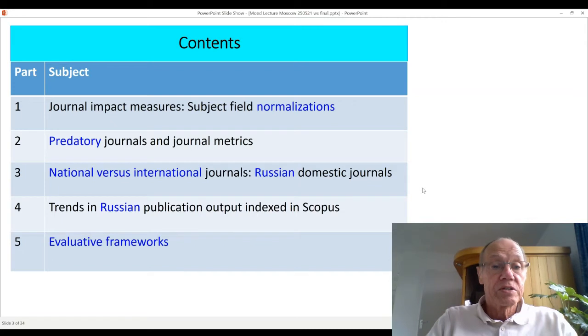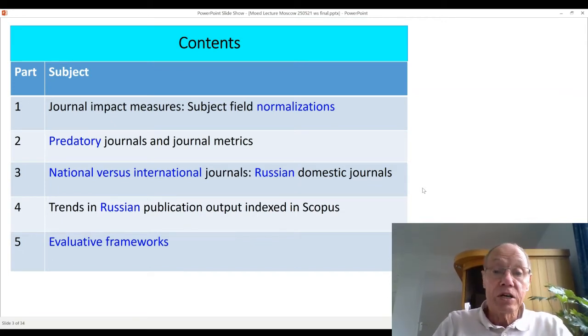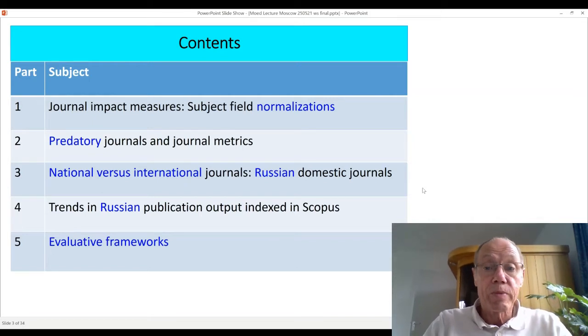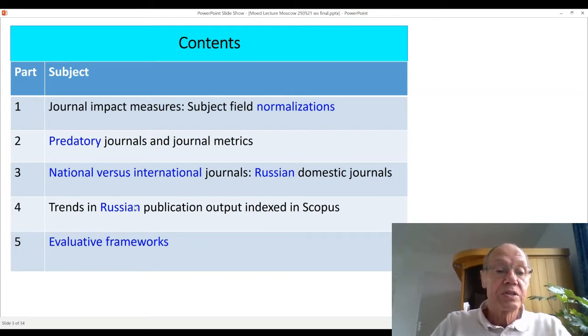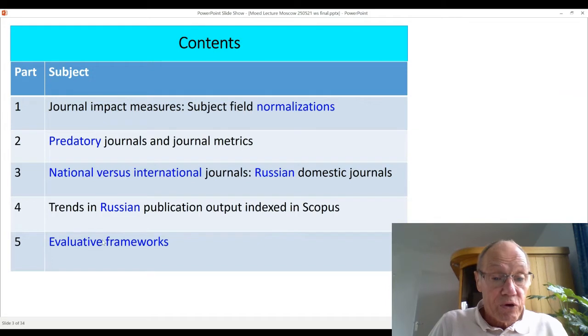This is an overview of the contents. First, I will speak about journal impact measures in general and focus very strongly upon the problem of the so-called subject field normalisations. Next, I speak about predatory journals and also what I would term as predatory journal metrics. Next, I speak about national versus international journals, and here I already look specifically at Russian domestic journals. And finally, I will discuss trends in the Russian publication output indexed in Scopus. And last but not least, I will speak about evaluative frameworks, and I will explain very well what I mean with that.